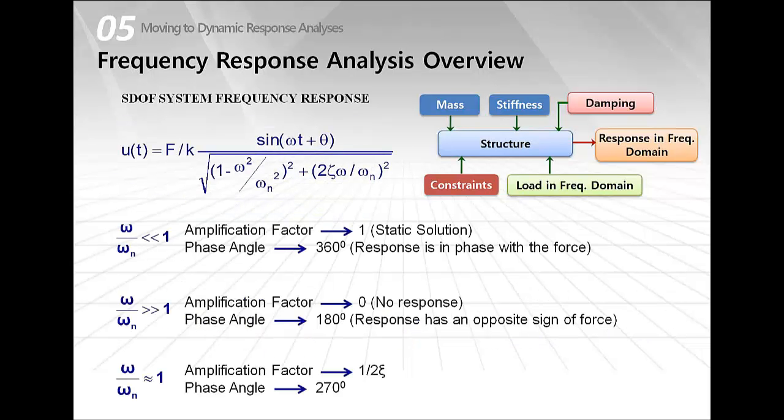If the ratio of the frequencies is less than 1, the amplification factor will become 1 and you will obtain the static solution, and the response will be in phase with the force. When this ratio is much more than 1, the amplification factor becomes 0 and you will obtain no response, and this phase angle will get the opposite sign of the force. But if we provide the system a ratio close to 1, we will get resonance.